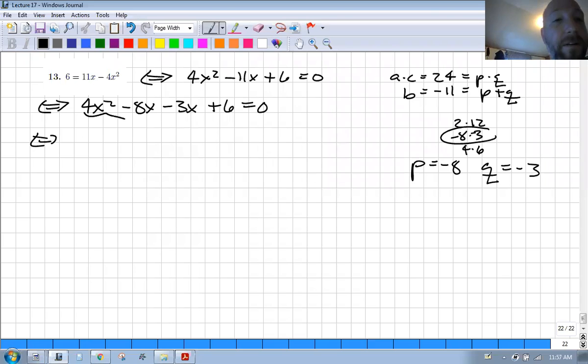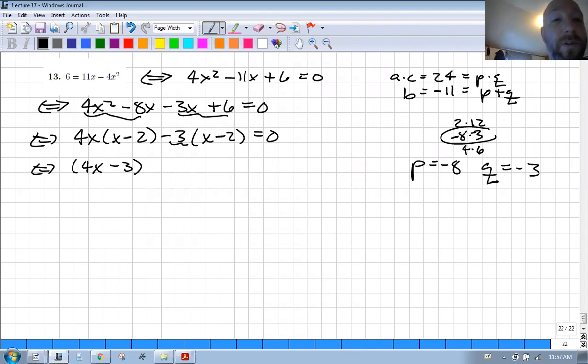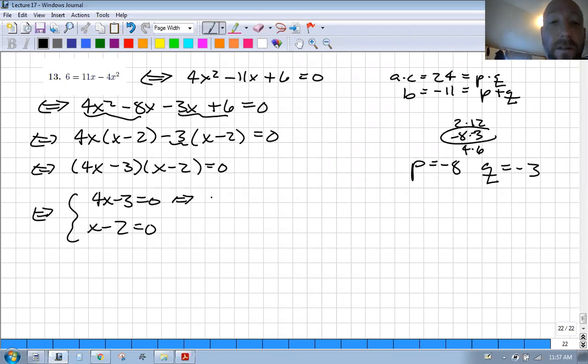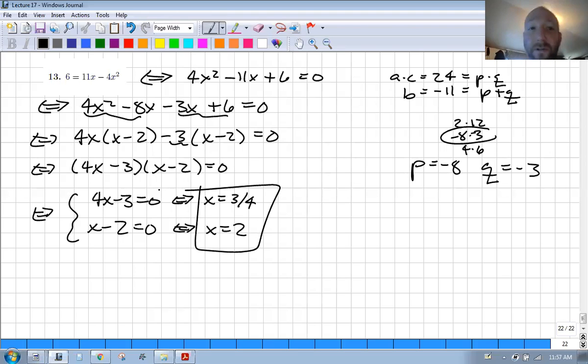So out of here, I'll factor out a 4x. Out of here, I'll factor out a -3. So I have 4x and a -3, both times an x minus 2. So either 4x minus 3 is 0 or x minus 2 is 0. So this tells us x is 3/4. This tells us x is 2. And there's our two solutions.